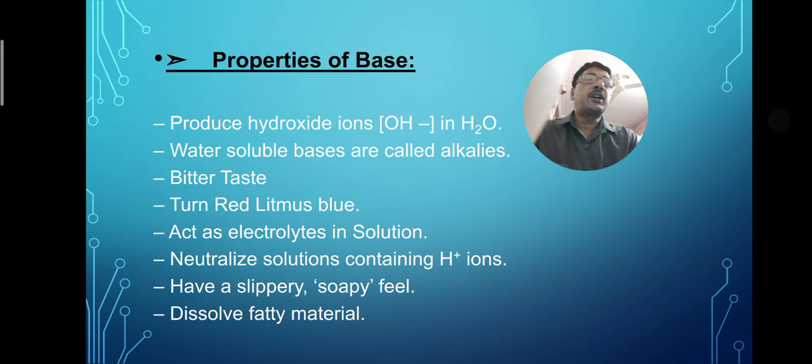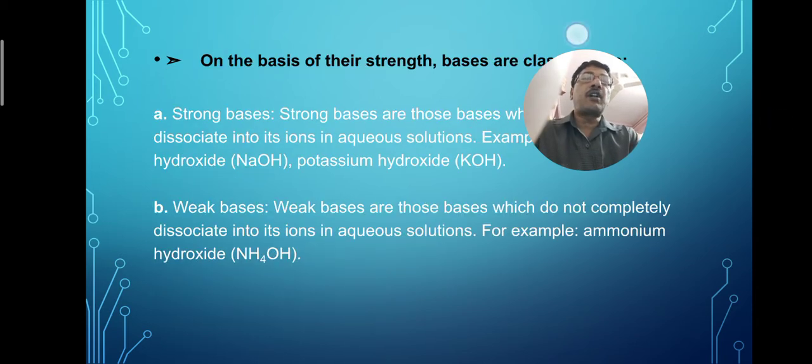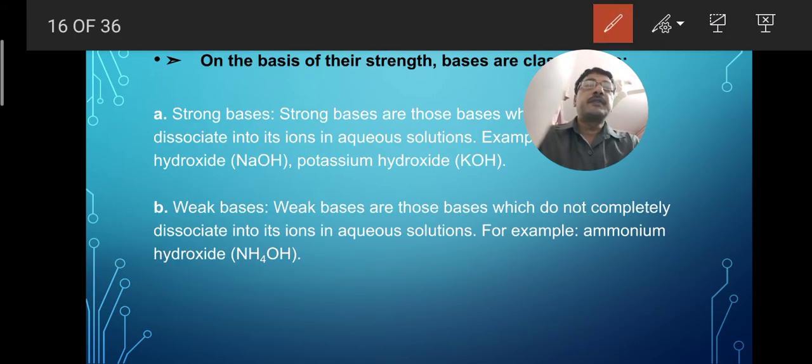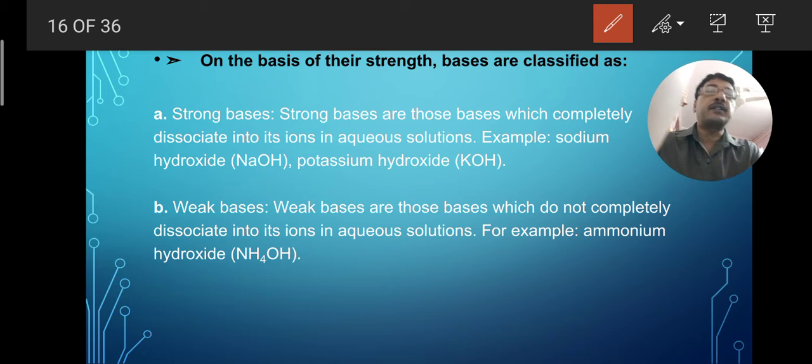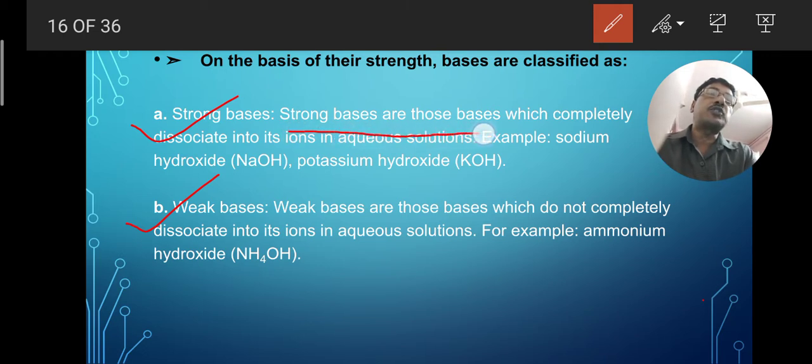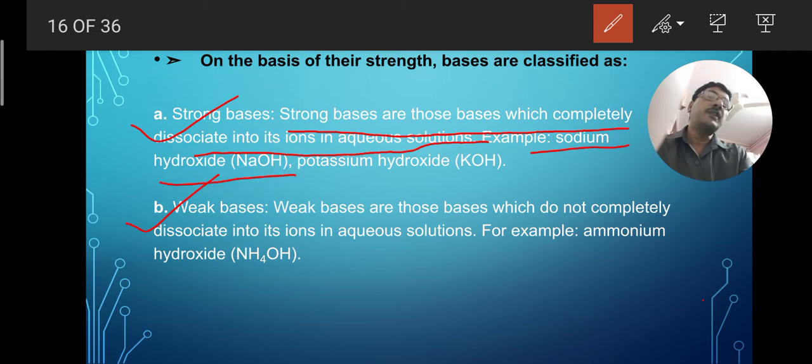Now come to another thing that is called the classification of the bases on the basis of their strength. Number 1, that is strong base, and number 2 is weak base. Let me tell you about the strong bases. Strong bases are those bases which completely dissociate into their ions in the aqueous solution. For example, sodium hydroxide, or you can take the example of potassium hydroxide.